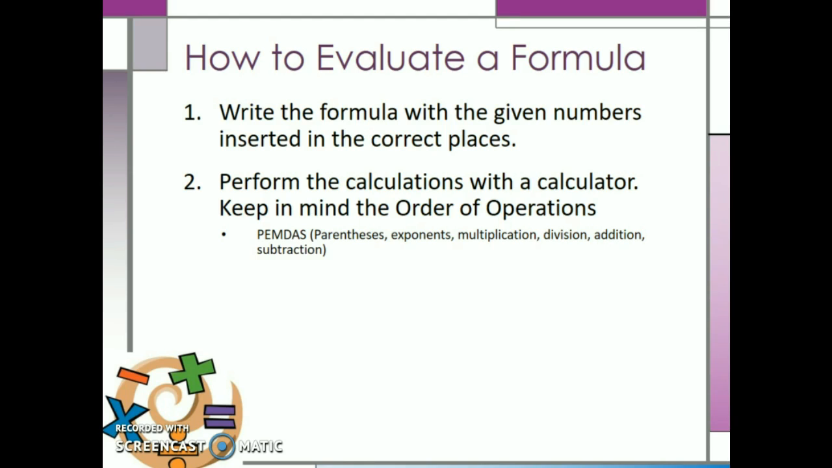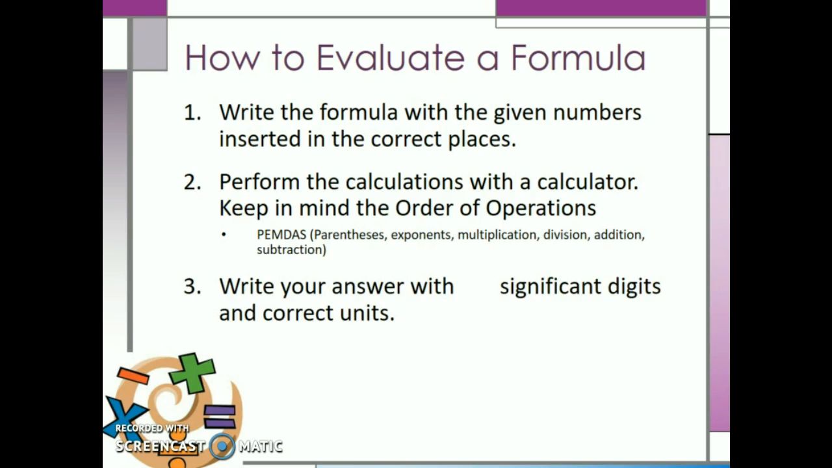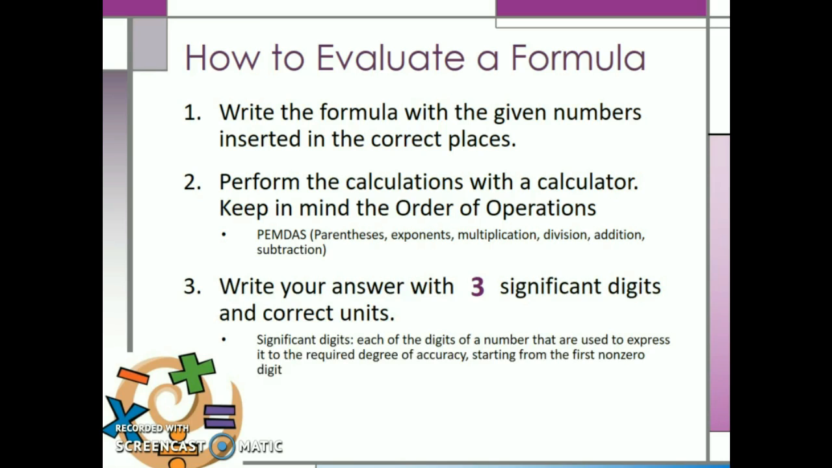The P stands for parentheses, which includes everything in the numerator or denominator of a fraction. E stands for exponents. M and D stand for multiplication and division from left to right. A and S stand for addition and subtraction from left to right. Lastly, we will write our answers with 3 significant digits and correct units. Significant digits are each of the digits of a number that are used to express it to the required degree of accuracy, starting from the first non-zero digit.